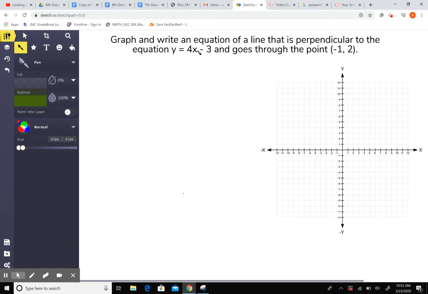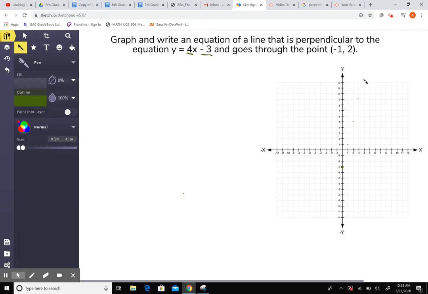This is in slope-intercept form, y equals mx plus b. I see that my y-intercept is -3, so I can plot a point at -3. My slope is 4, so my rise is 4, and remember 4 is the same thing as 4 over 1, so my run is 1. I can rise 4, run 1, and repeat that.